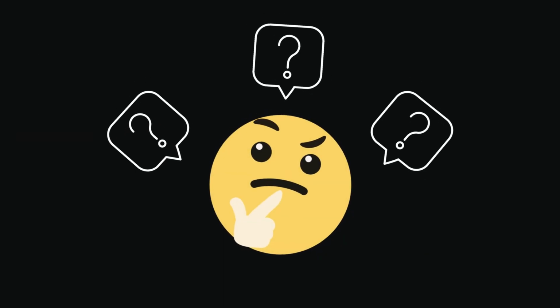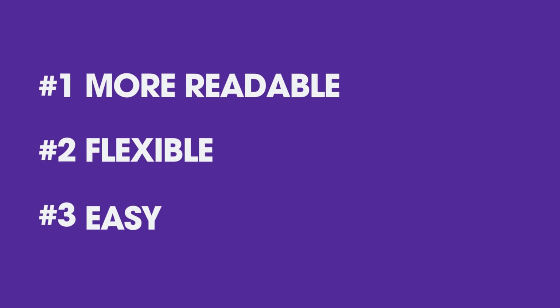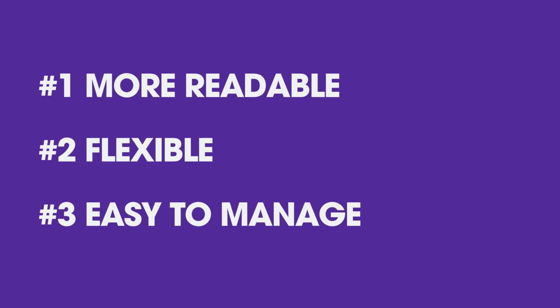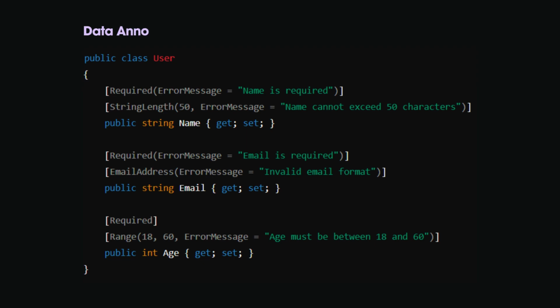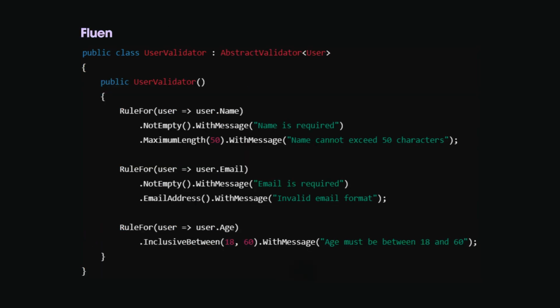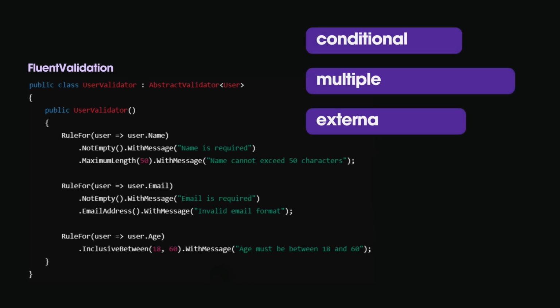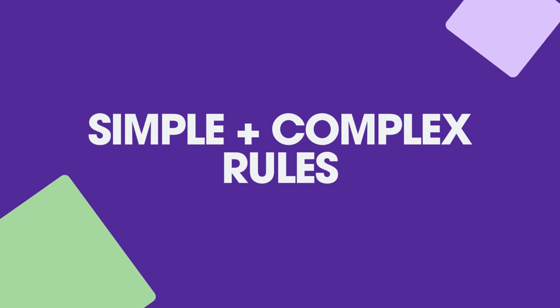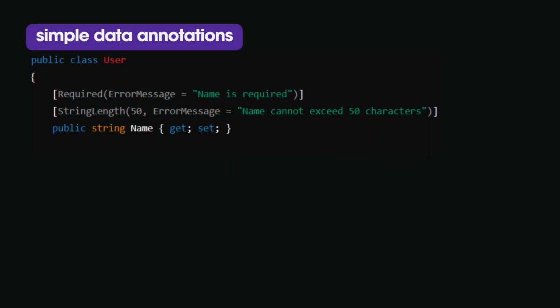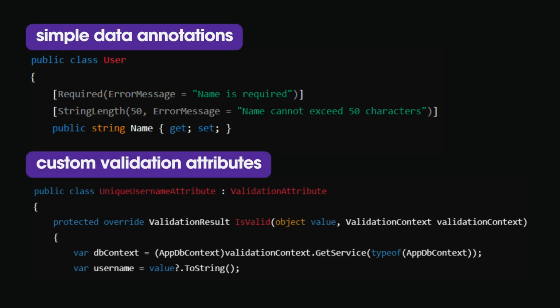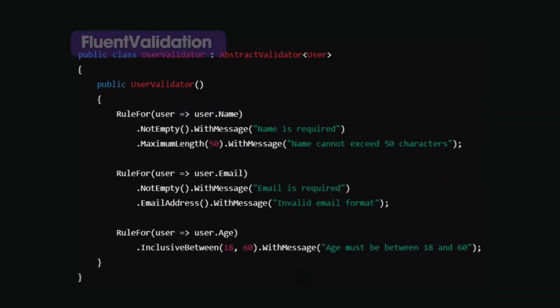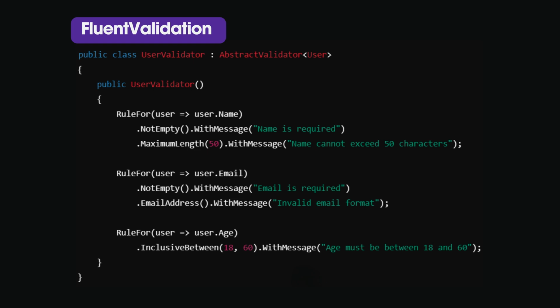So, why use Fluent validation? Fluent validation is more readable, flexible, and easy to manage compared to data annotations. Data annotations only support simple rules like required, string length, and range. But Fluent validation supports conditional logic, multiple field validation, and external API calls. So, to implement both simple validation rules and complex rules, we can choose to use simple data annotations plus custom validation attributes to perform the validations. Alternatively, we can directly use Fluent validation to handle all the validations in one place.